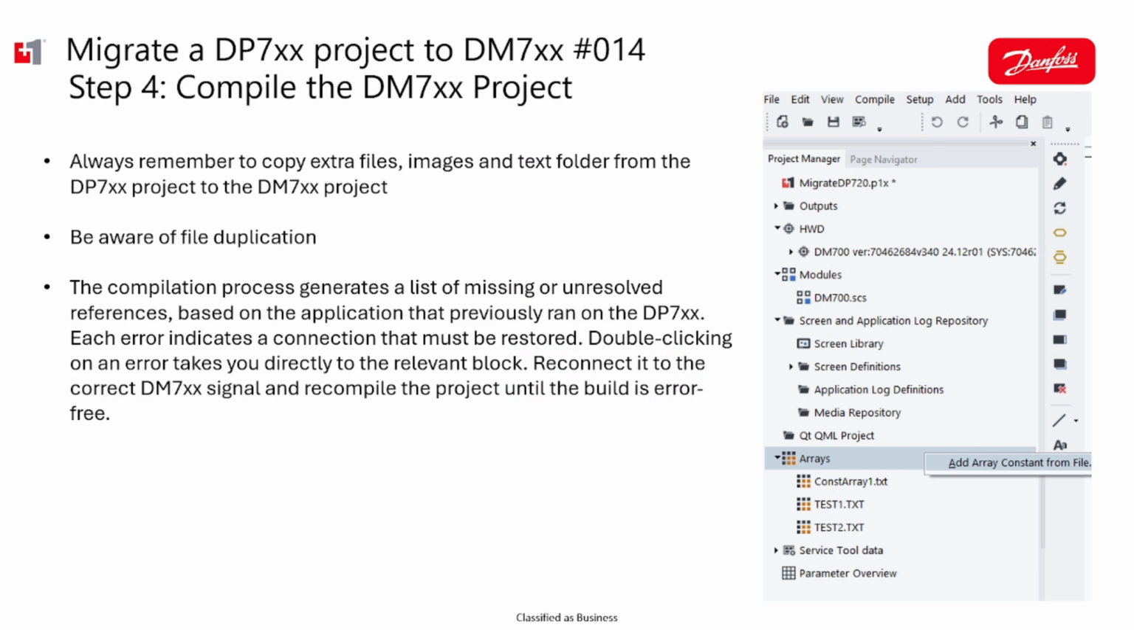Step 4. Compile the DM7 project. Before we compile the DM7 project, please make sure to copy any extra added files, images, or text folders from the DP7 project manager to the DM7 project, and also be aware of file duplications, like it is shown here in the example when we had to copy the arrays folder from the DP7 project manager. Once the compiling is done successfully, there will be a generated .lhx file. By double-clicking on it, it will direct you to PLUS+1 service tools where you can download the application into the hardware.